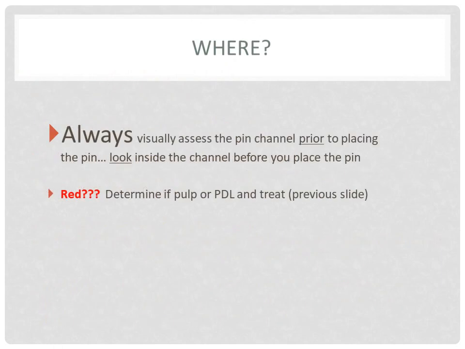After making your pin channel, visually assess the channel. If you see red, it's either in the pulp or the PDL. If you see red at the end of the channel, it is best to not place the pin. The previous slide discusses what the next step will be in this situation. Avoid the situation by placing the pin at a line angle, 1 mm from the DEJ and parallel to the nearest external surface of the tooth.